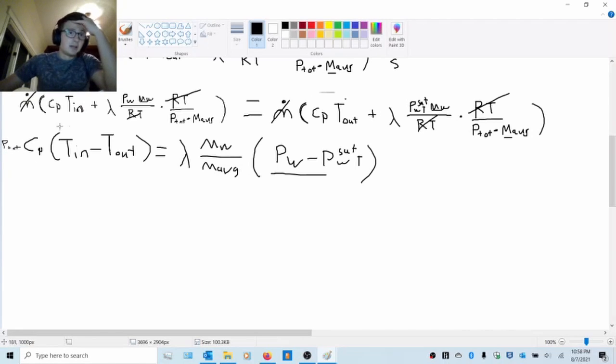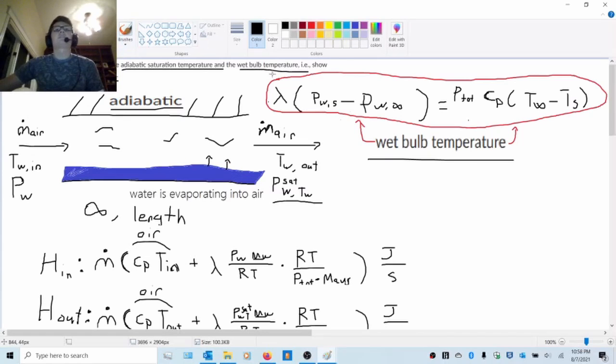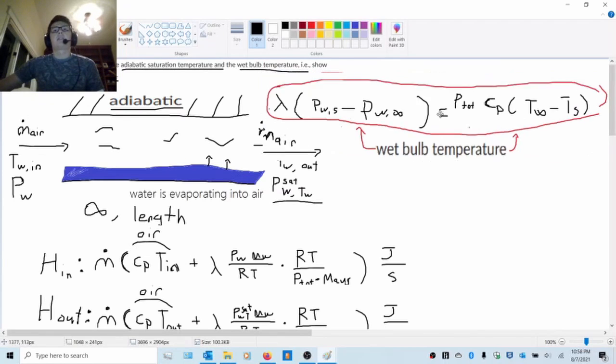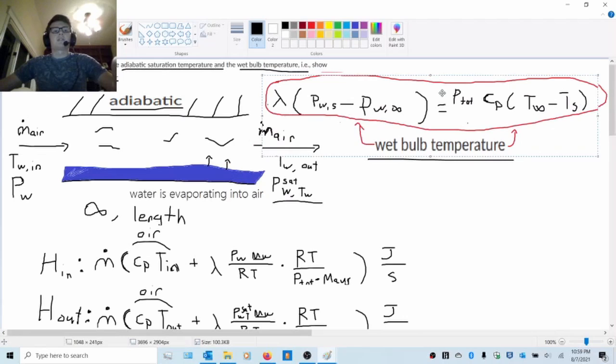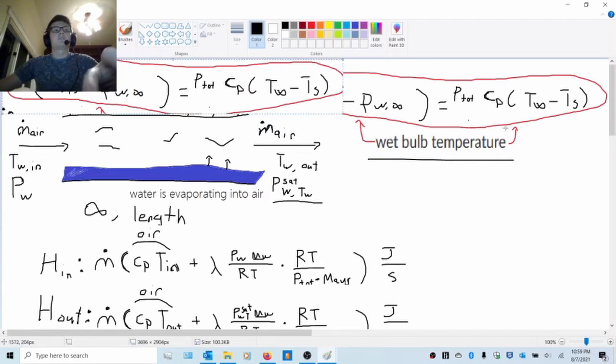So we got the P total over there, times the specific heat capacity, times the temperature difference, is going to be equivalent to the enthalpy of vaporization times some molecular weight conversions, and that's going to equal the partial pressure of water minus the saturation pressure of water at a certain T. So let's go ahead and copy this down real quick. And actually I didn't want to do that. I'll just copy paste it. That's what I wanted to do, probably.